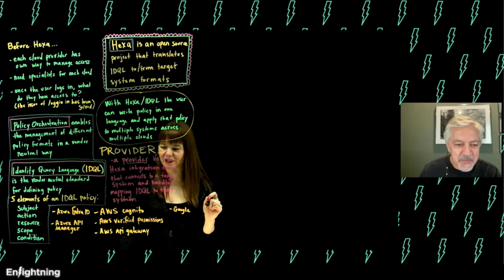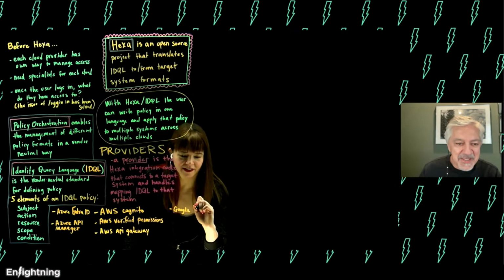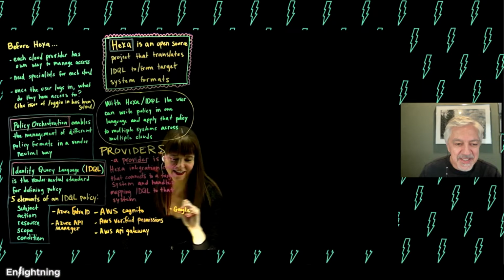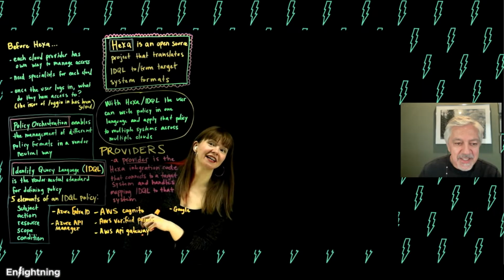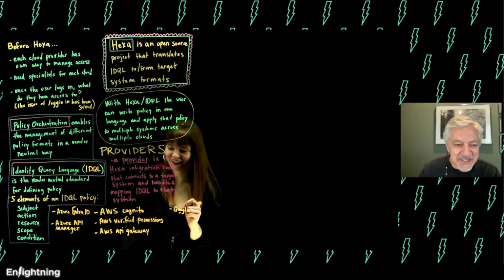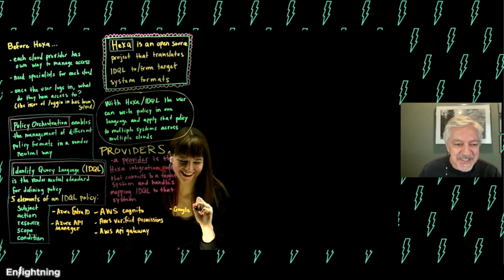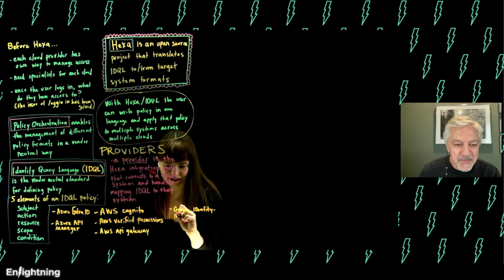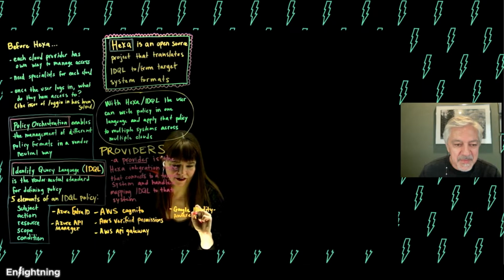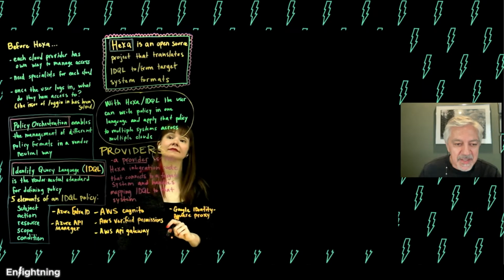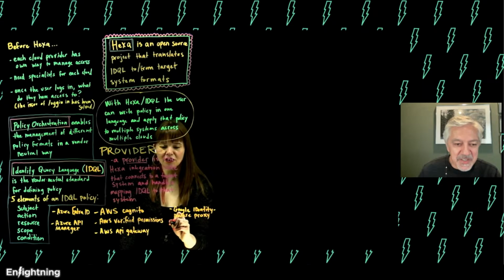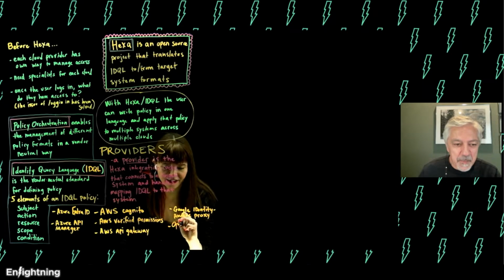How many Google ones are there? Just that one. Is this the last one, period? No, then we have Open Policy Agent. OPA, yes, the other one we have right now. That's all of it. Yeah. Okay.